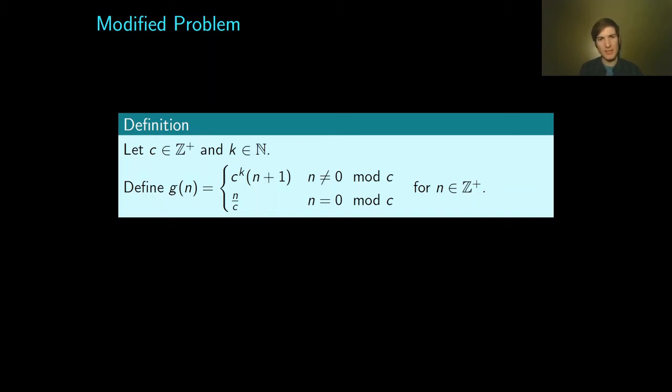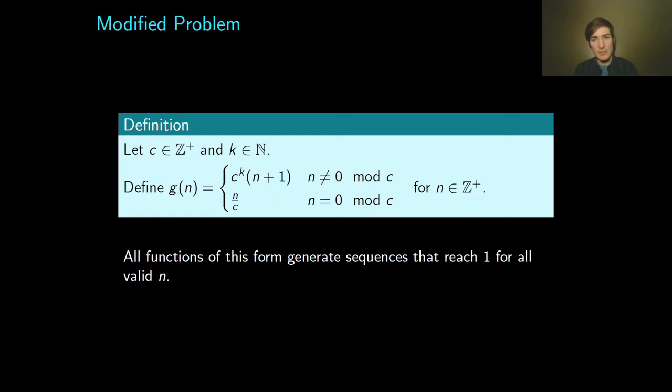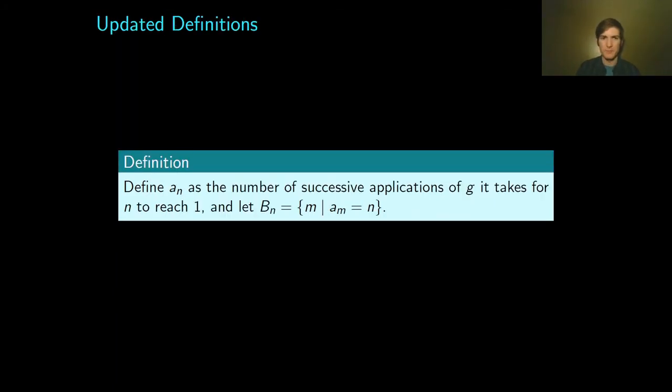Let c be a positive integer and k be a natural, and define g_n as this function: c to the k times n minus 1 if it's not 0 mod c, or n divided by c if it is 0 mod c. Okay, we can show that all of these sequences reach 1. Again, it's not a terribly hard proof. It's the same thing that you would do with 2, just it's not terribly interesting to show.